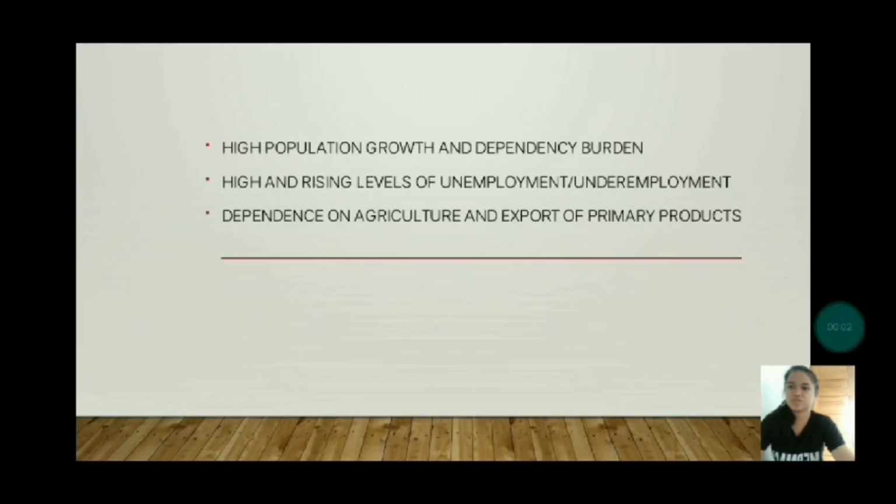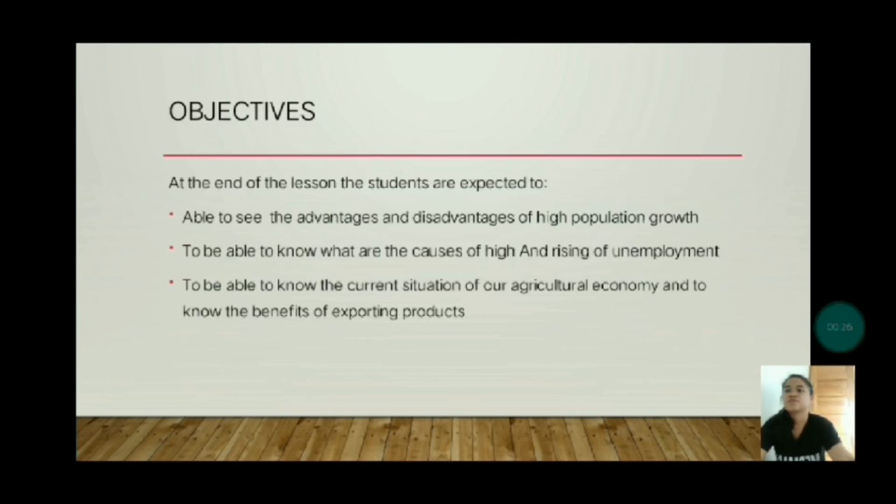So good day everyone. I am Christine Jean S. Manila, second reporter for Group 4. So here are my topics. The first is the high population growth and dependency burden. Next is the high and rising levels of unemployment and underemployment. Last is the dependence on agriculture and export of primary products.